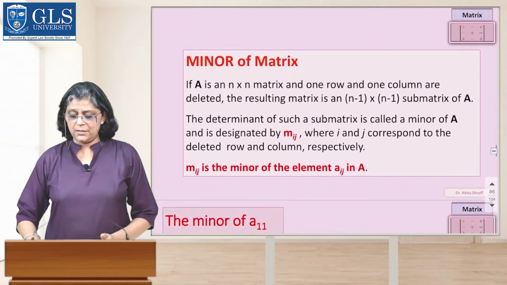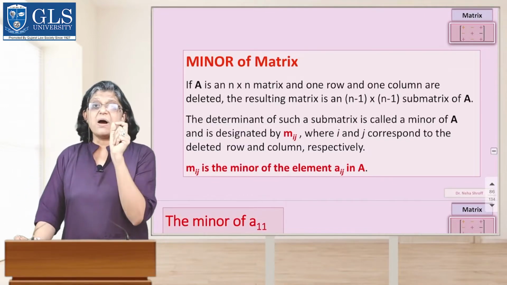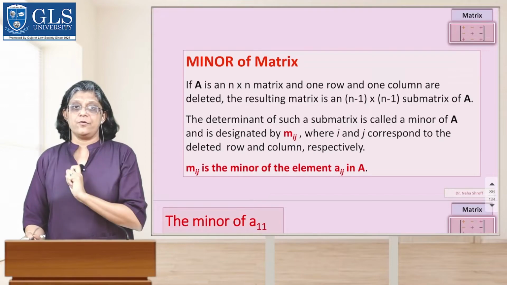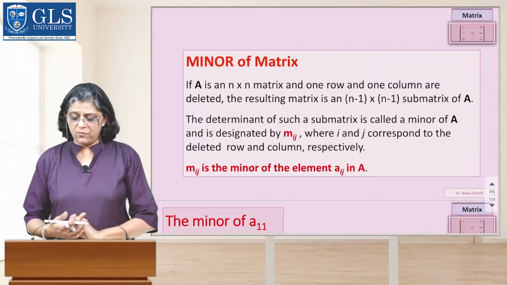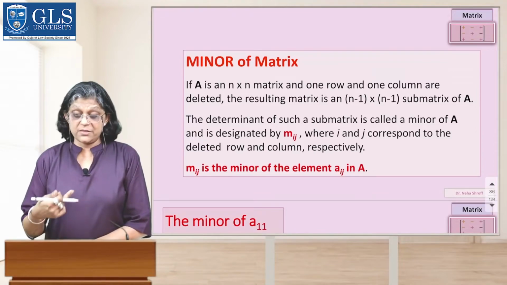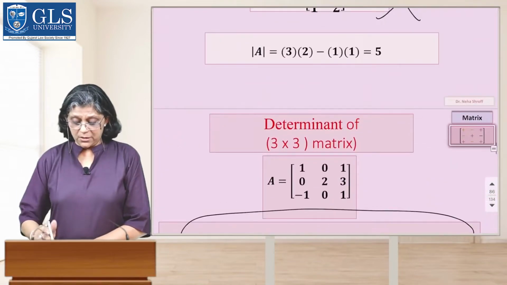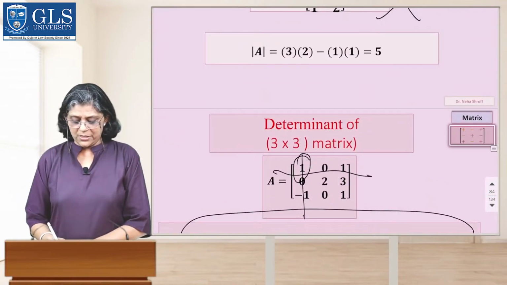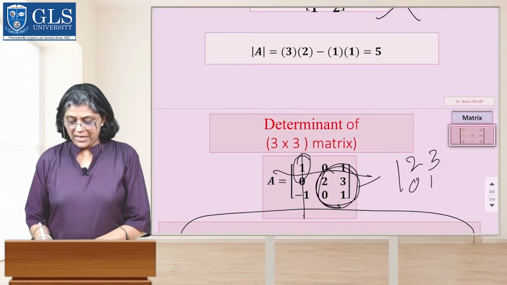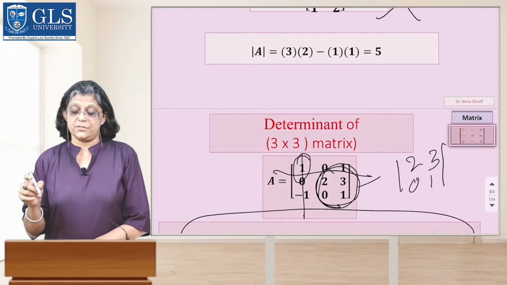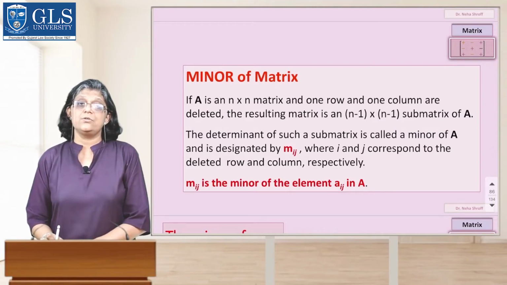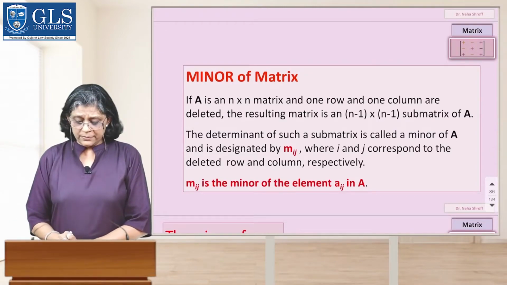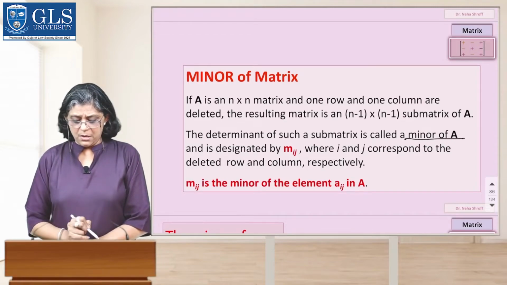I have to understand another concept, that is the minor of a matrix. Now what is the minor of a matrix? If A is an n cross n matrix and one row and one column are deleted, like we did for 3 cross 3. If you remember, for 3 cross 3, for this number I will delete this row and this column, whatever is remaining, that is in this notation, and that is called the minor of the matrix. Clear? So the resultant matrix will be an n minus 1 into n minus 1 submatrix. The determinant of such a matrix is called a minor of a matrix.